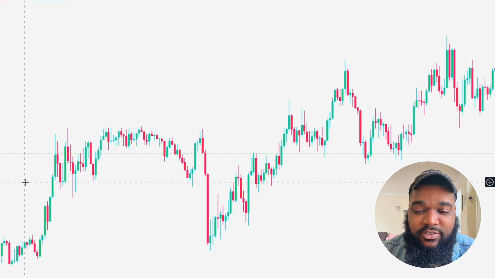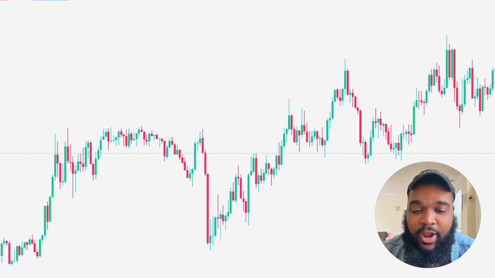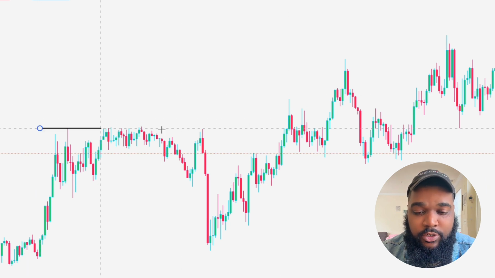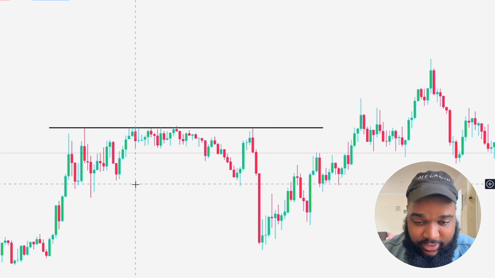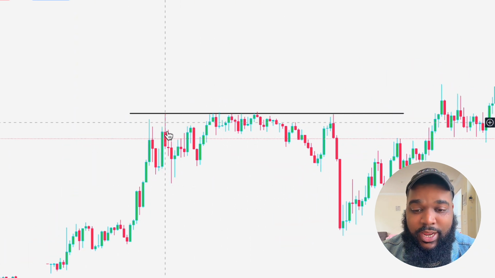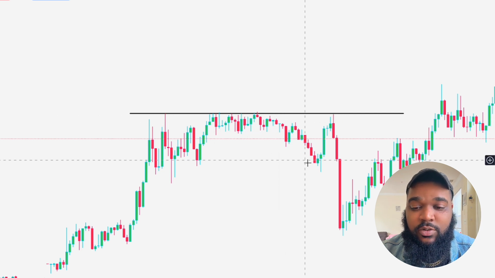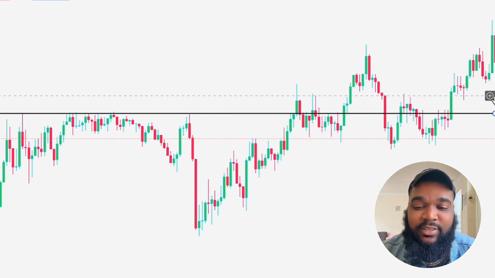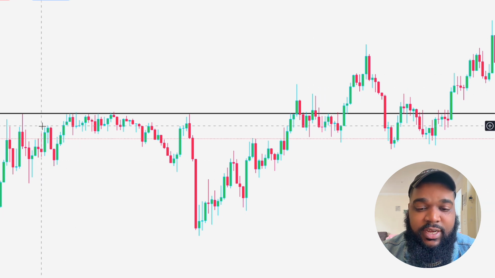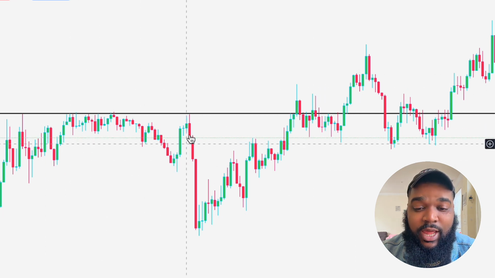Next thing we're gonna look at is support and resistance. So if we draw a line, this one is most important. You guys can see right here, this is called resistance. Price in this move right here is struggling to break through it. But what happens is price actually ends up breaking through. It took a lot of tries for price to break through this line.